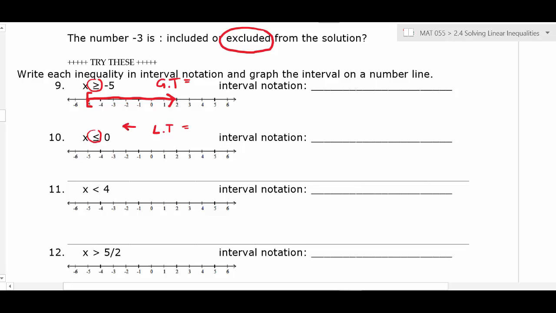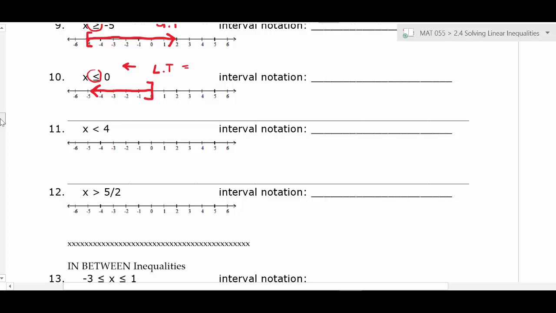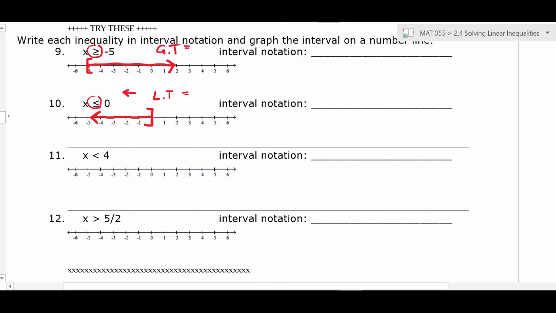The next one is less than or equal to. Less than means going to the left, so you're going to start at 0. You do have a closed interval, since you have the equal to, so put a bracket like that, and then shade showing that you're going forever to the left. Okay, like that. Now I'm going to finish the graphs, then go back and do the interval notation. The next one is a less than. Less than we know goes to the left. This time it's an open interval, so use a parenthesis. So go to 4, use a parenthesis right on the 4, shade the number line, and put that arrow like that.